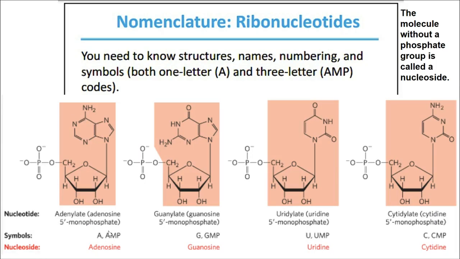And then as far as the nomenclature for a ribonucleotide, you need to know the structures, names, numbering, and symbols, such as the one-letter and three-letter codes. So right here you have an example of adenylate, which has a one-letter code of A and then AMP. This M stands for mono, and P is phosphate, so there is only one phosphate group. And then the A is correlated to the actual name of the base.